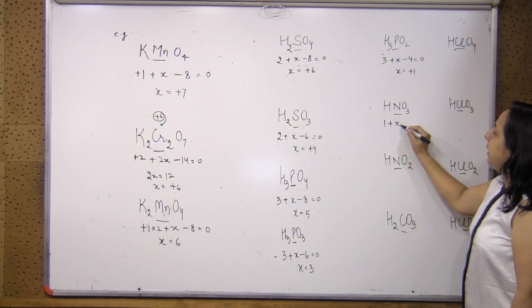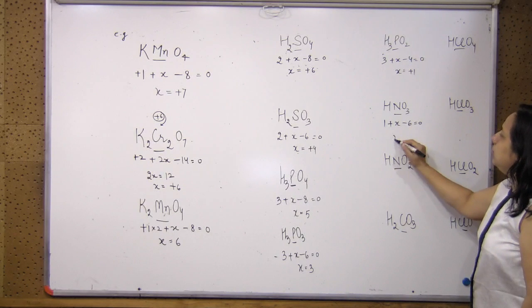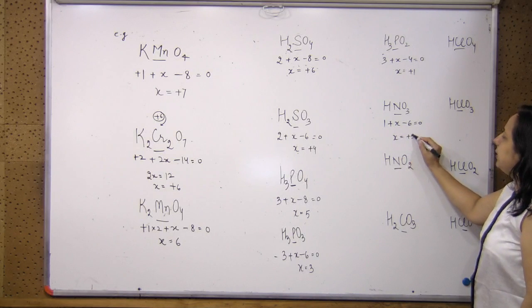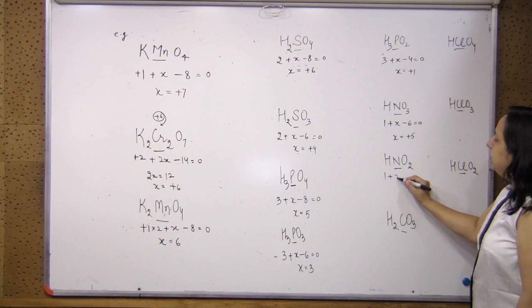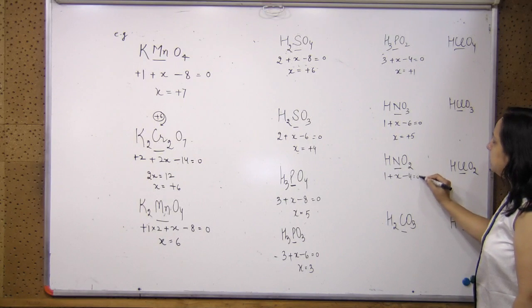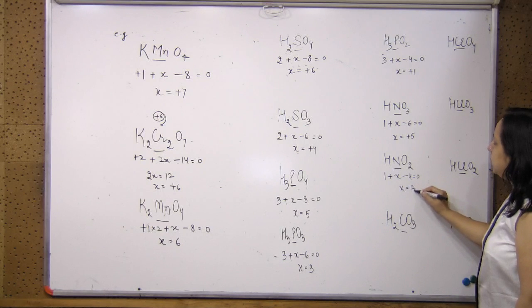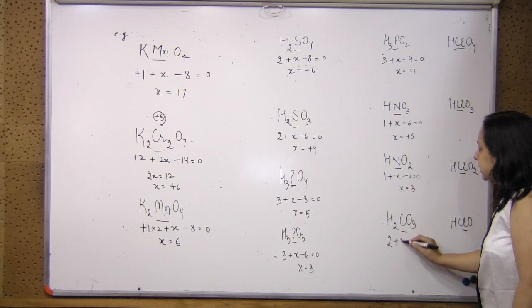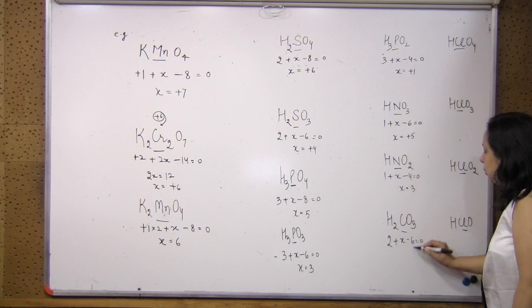HNO3: 1 plus X minus 6 is 0. X comes out to be plus 5. HNO2: 1 plus X minus 4 is 0. X is 3. H2CO3: 2 plus X minus 6 is 0. It means X comes out to be 4.